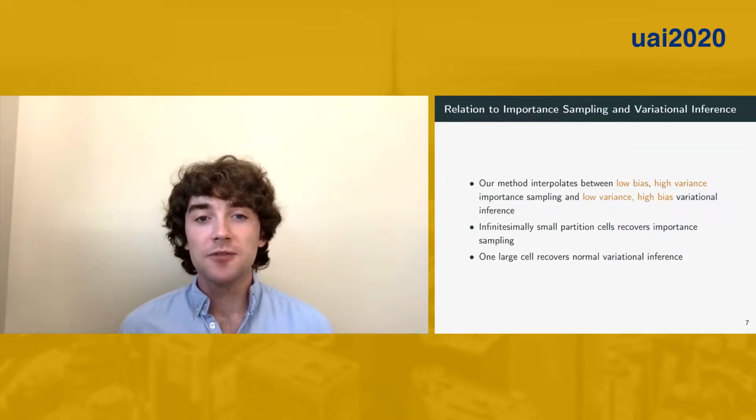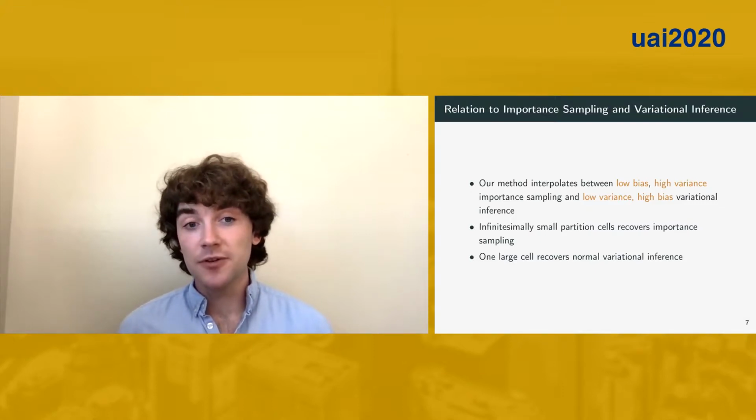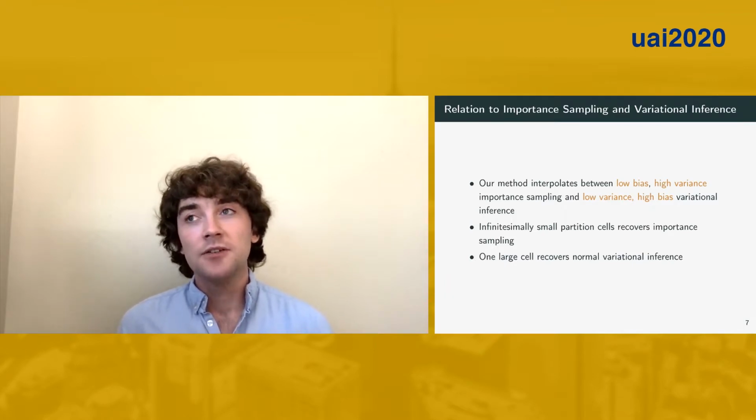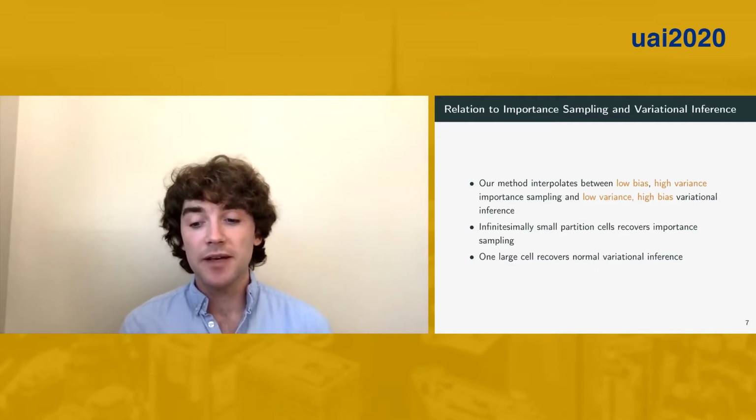So how does our method relate to importance sampling and variational inference? Well, in the limit of infinitely small partition cells, we show that we actually directly recover importance sampling. And of course, one very large partition cell recovers normal variational inference. So we can think of our method as actually interpolating between the low bias, high variance regime of importance sampling and the low variance, high bias regime of the variational inference methods. So we can actually choose the point along the bias-variance trade-off curve that will fit our application the best.